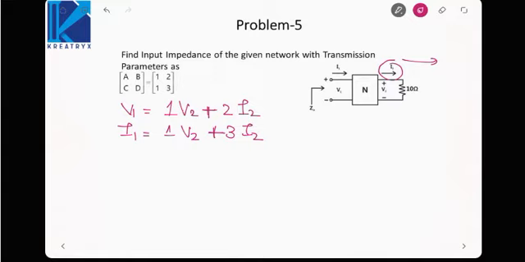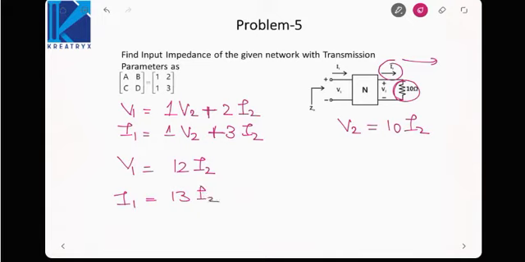Now here, as you can see, the voltage across the 10 ohm is V2 and the current is I2. So V2 can be written as 10 I2. That means V1 will be equal to 12 I2 and I1 will be equal to 13 I2. Then what is the input impedance? That is V1 by I1, which is equal to 12 by 13 ohm. That will be the input impedance of the given network.